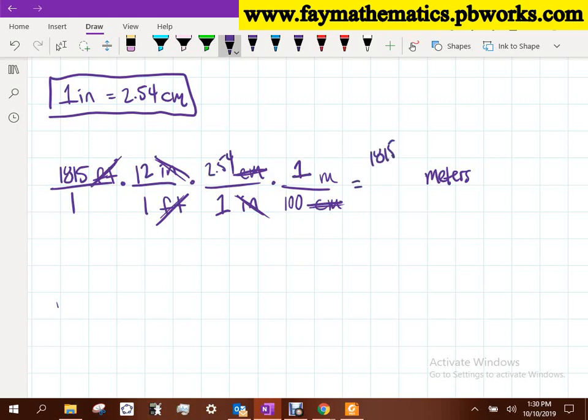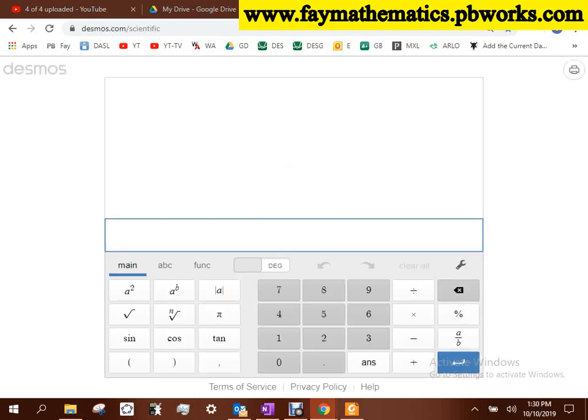1815 times 12 times 2.54, all over 1 times 1 times 1 times 100. If I multiply that out, so 1815 times 12 times 2.54 divided by 100. You see the number I get there?